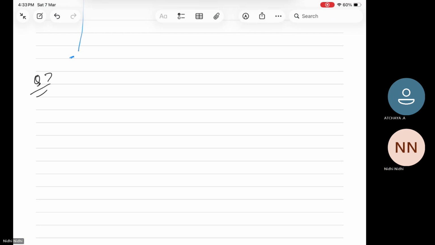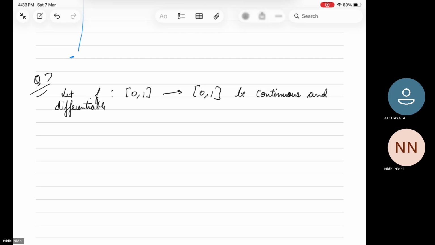7. Let f from closed interval 0, 1 to 0, 1 be continuous and differentiable on open interval 0 to 1, such that the function has value equal to 0 at 0, equal to 1 at 1, and we are given that f is not identity.